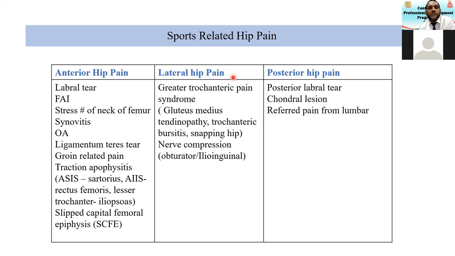the nerve compression of the superior cluneal nerve. These are also some of the commonest conditions of lateral hip pain. Posterior hip pains are commonly due to posterior labral tears and referred pain from the lumbar spine.